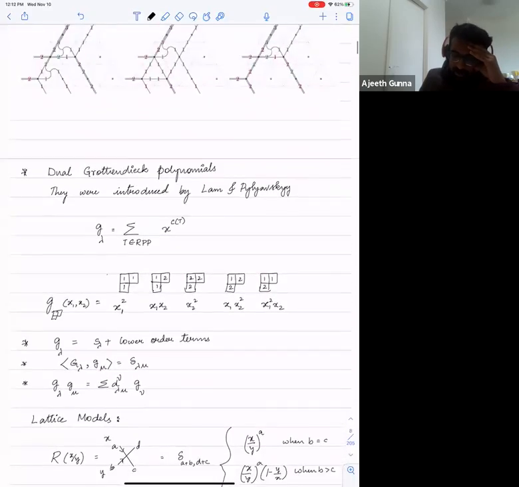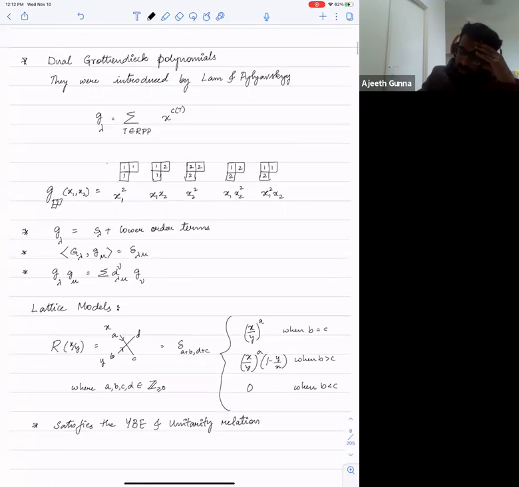Okay, so now we want to use polynomials, right? What are the polynomials that we need to consider to compute those coproduct structure constants? These are called dual Grothendieck polynomials, and they were introduced by Lam and Pylyavskyy.